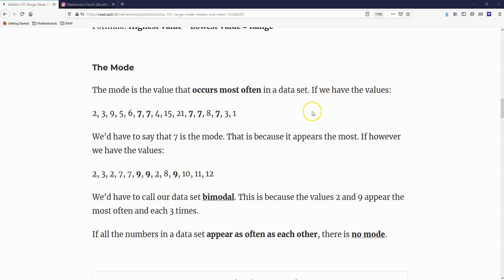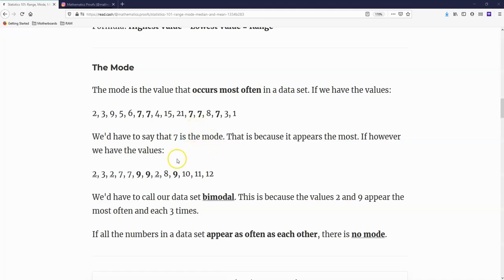If we have the values 2, 3, 9, 5, 6, 7, 7, 4, 15, 21, 7, 7, 8, 7, 3, 1, we'd have to say that 7 is the mode. That's because it appears the most.